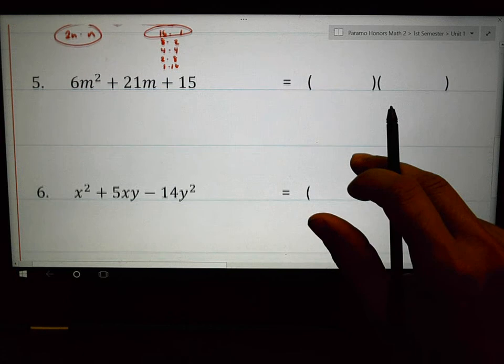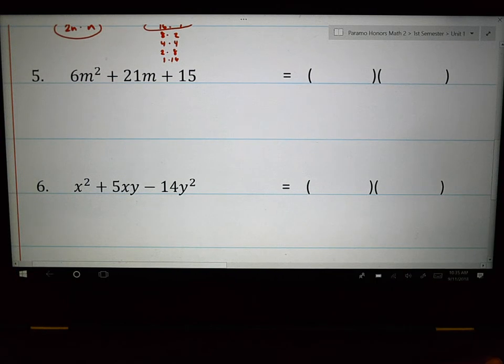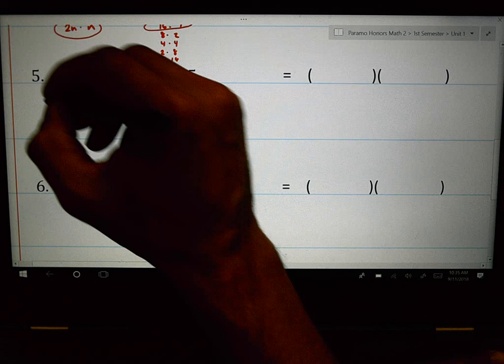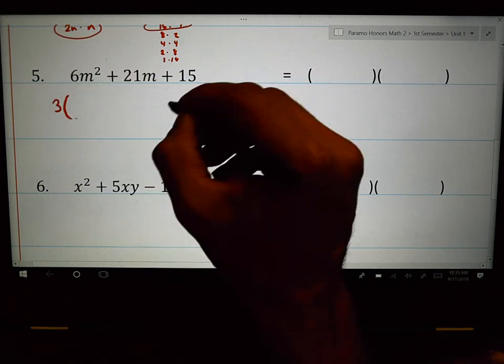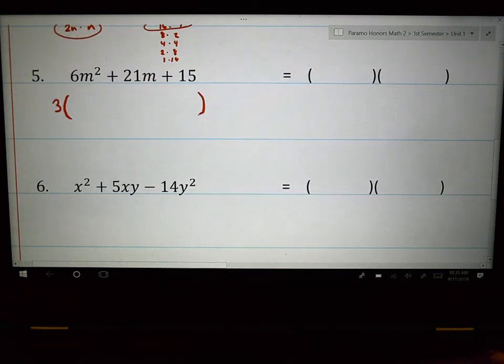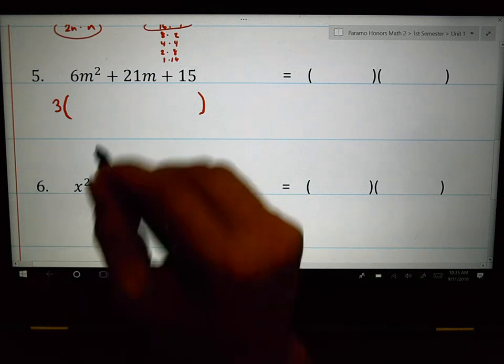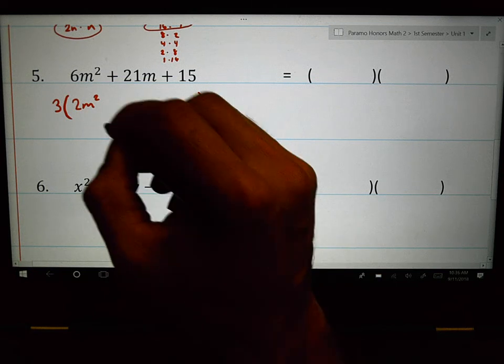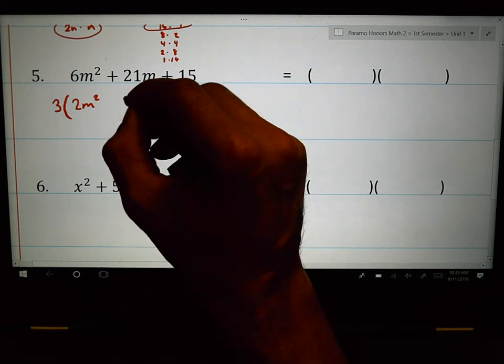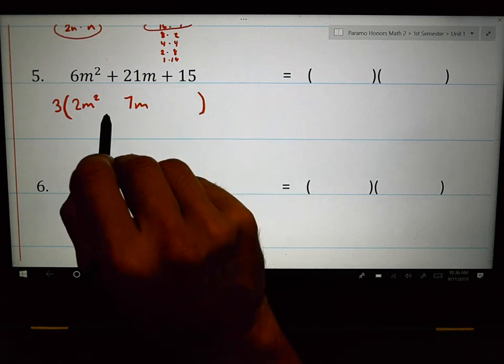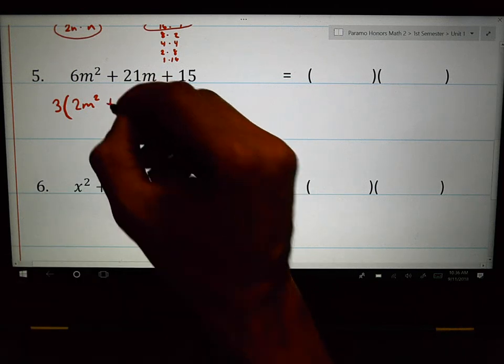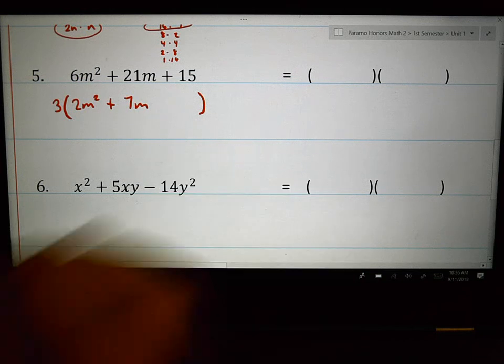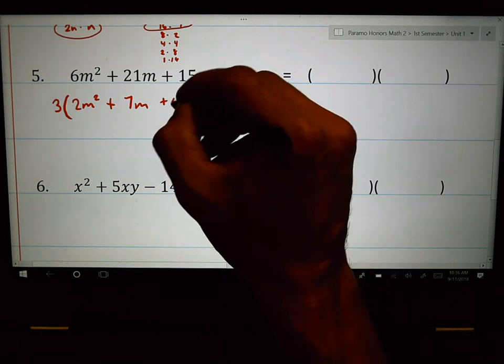Which brings us to number 5. Is there a GCF of number 5? What is it? If you were to factor out a 3, what would the first term be inside the parentheses? What would the second term be inside the parentheses? Just a 7m? What goes in front of it? Thank you. What's the third term going to be? Plus 5.